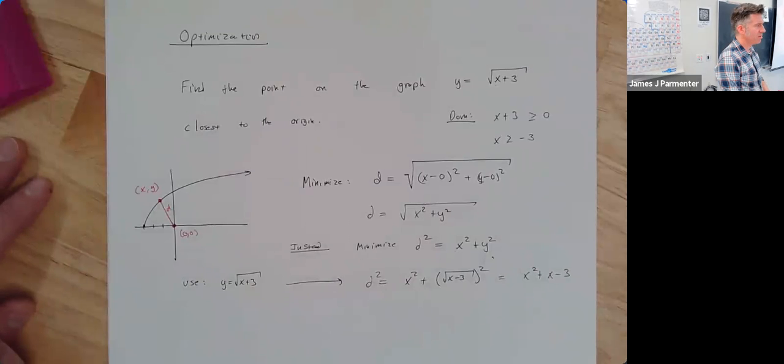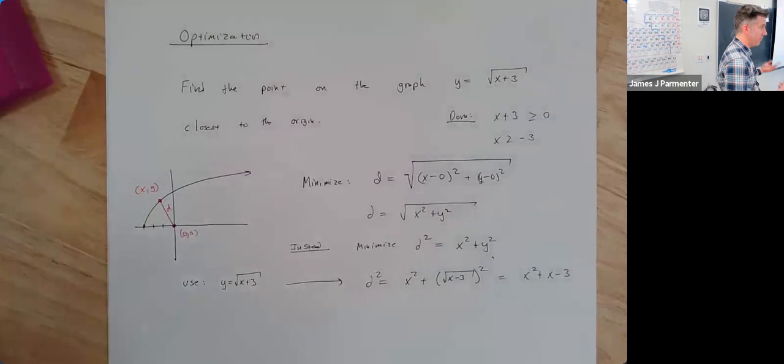And now, how do we minimize a thing? Always the same process. Or more generally, you could say find the critical points. But yeah, I would agree. Set the derivative equal to 0.